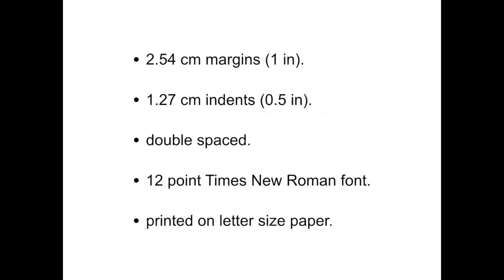Let's look at the general formatting of an APA paper. First, your margins are expected to be 2.54 centimeters. This is the same as 1 inch. Indents are going to be 1.27 centimeters or 0.5 inches. It is going to be double spaced all the way through. It is going to have 12-point Times New Roman font. And it is going to be printed on letter size paper.